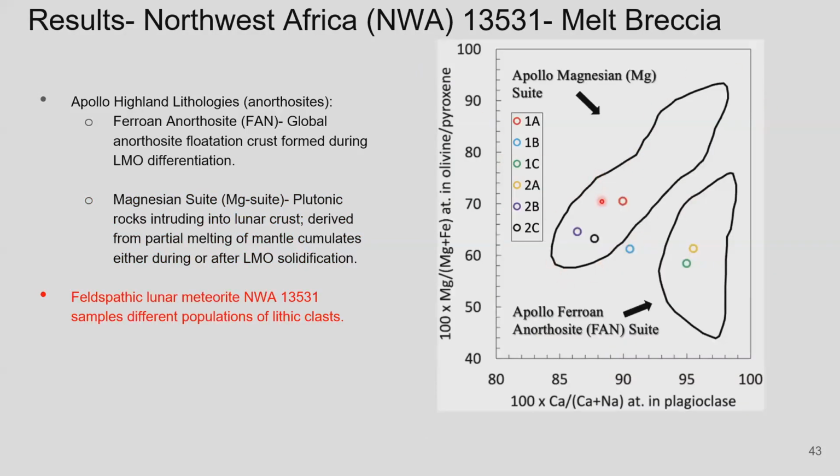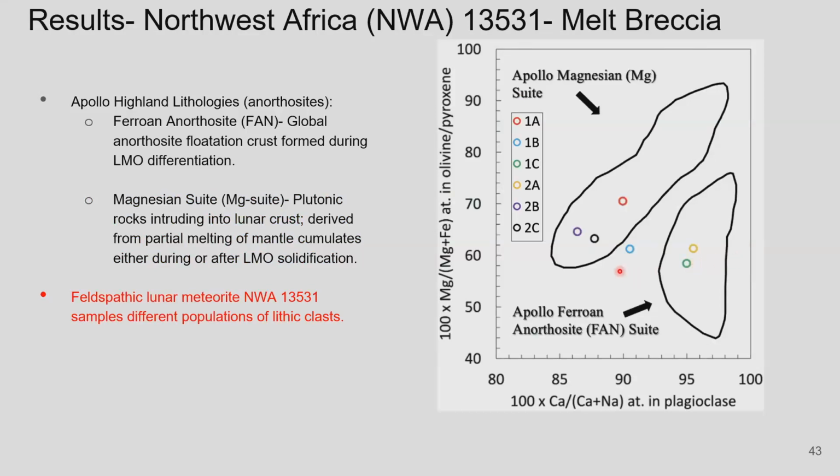So when you look at our lithic clasts, you'll say, okay, some of them plot in the field for MG suite rocks, and some of them plot in the field for ferroan anorthosite rocks. So we have a pretty good sampling so far of the different anorthosites brought back from the Apollo missions, which is good. In one lunar meteorite, we can sample 2 different kinds of rocks.